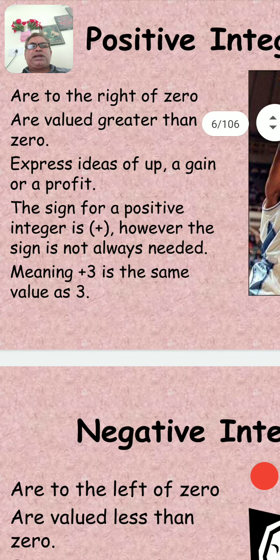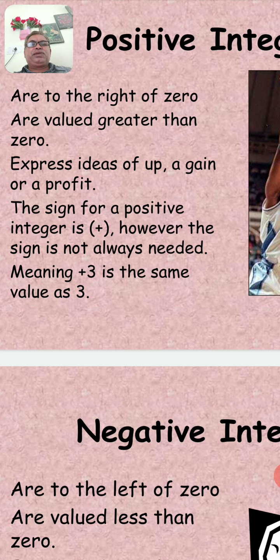Suppose you have to express the idea of gain, going up, profit. These things we express as positive things in our life. In 6th class we have studied this. Going up means positive, gain means profit. It is positive. The sign for positive integers is always plus.